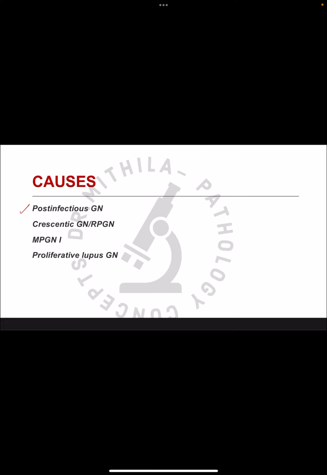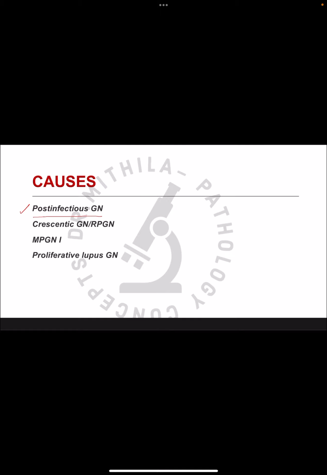First and most important is the post-infectious glomerulonephritis, and in this the post-streptococcal glomerulonephritis is the most important cause, but there are also other infections which can cause the glomerulonephritis, like in staphylococcal endocarditis, then with meningococcemia, certain viral infections like hepatitis B, C, then HIV infection, and also parasites like malaria and toxoplasma. So they can also cause glomerulonephritis besides the most common group A beta hemolytic streptococcus.